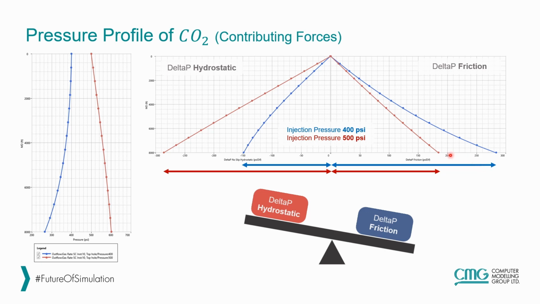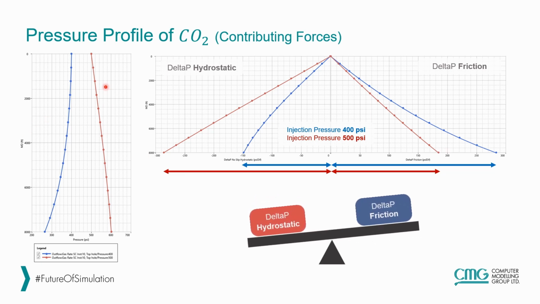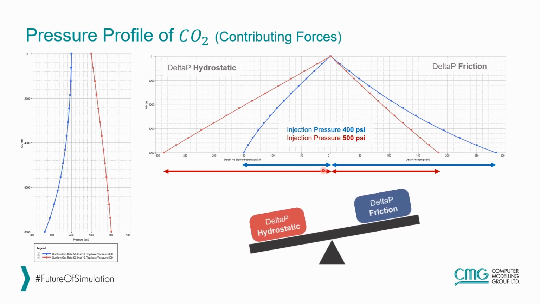So that is why overall the pressure trend is going to be reversed. Whereas in the normal trend, the hydrostatic component is the dominant component. And that is why as we go further down, the pressure is constantly increasing.